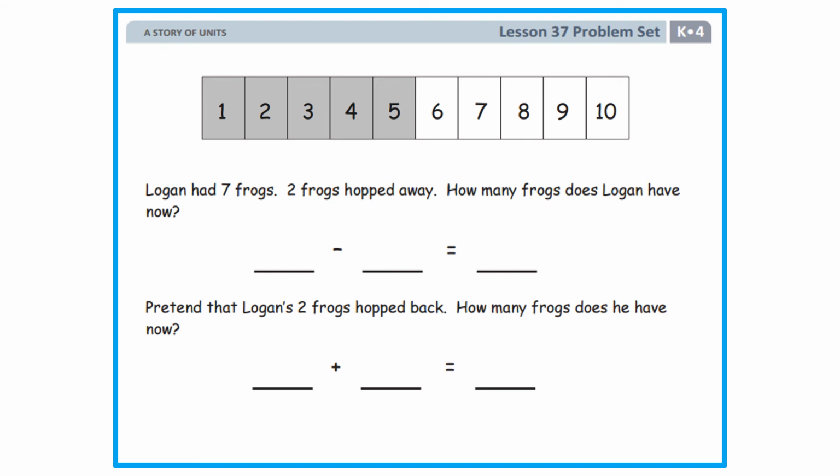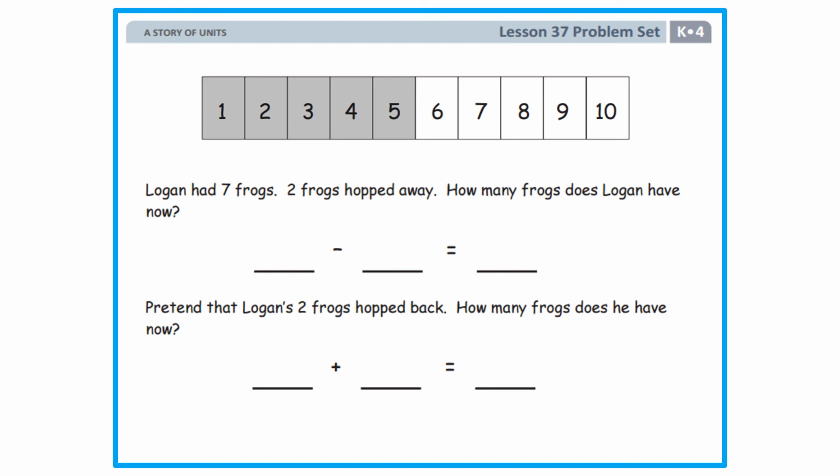Now let's take a look at another story. Logan had 7 frogs, and 2 frogs hopped away. How many frogs does Logan have now? Show me 7. Good, that was fast. Now take away 2. 1, 2. How many frogs do you have left? 5.